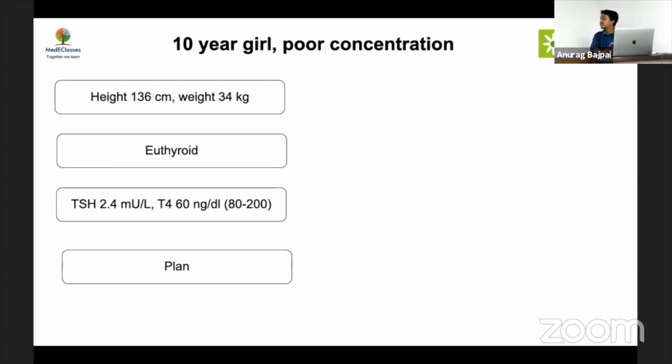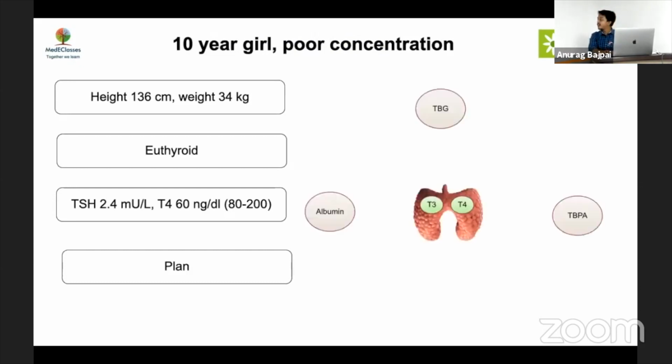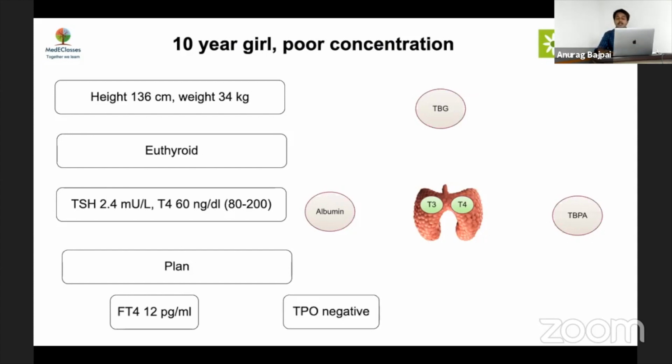As we already discussed, T4 is bound to thyroid binding globulin and albumin. So only a total T4 level is not enough, and we need to find the free thyroxine level at this point. The FT4 level came out to be normal. The TPO was negative, so no treatment was advised at this stage. Yeah. So this basically means clearly that this is not a case of hypothyroidism. It is a case of TBG issues in that regard.